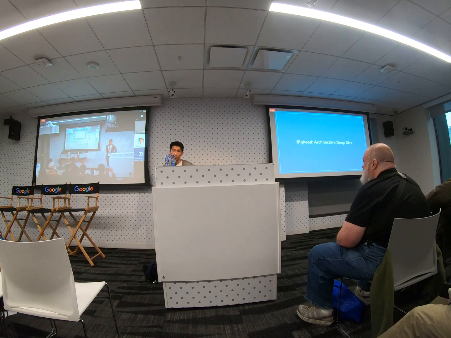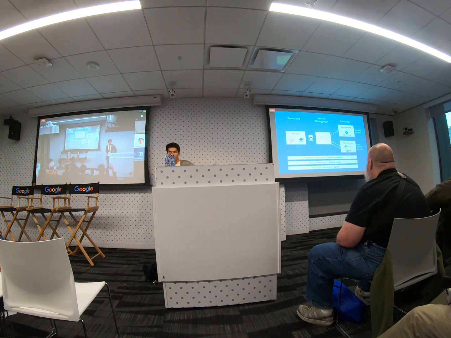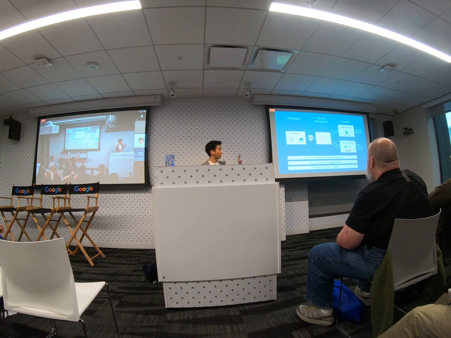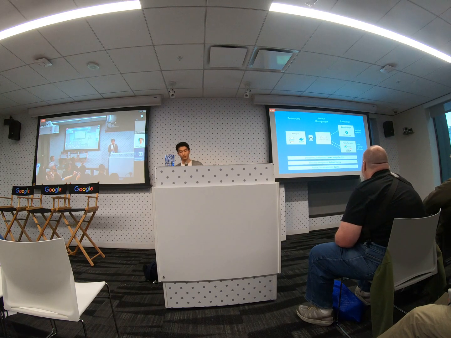So we'll dive into the architecture deep dive. This is essentially Bighead in its essence. You can see that it's made up of about seven components. I'll talk about each component, and I'll talk a little bit about why three of the components are spread across the architecture. So we'll start off with Redspot.